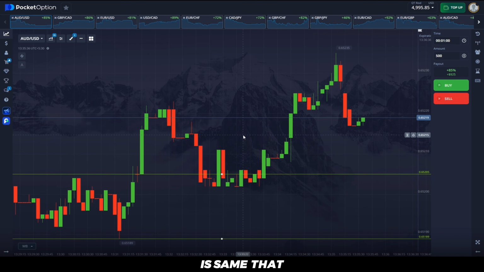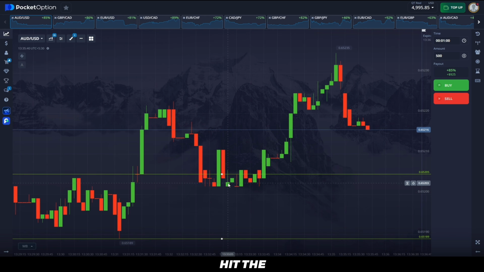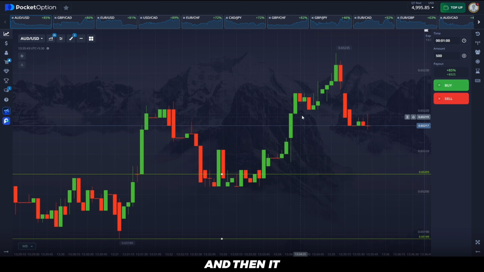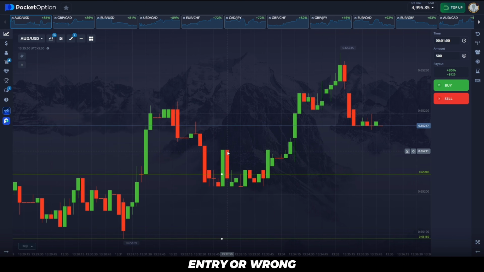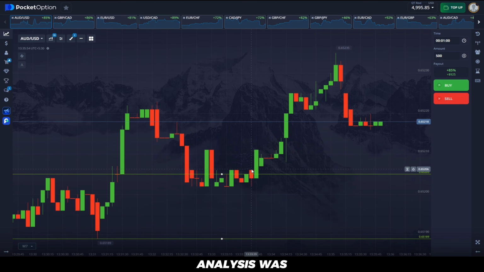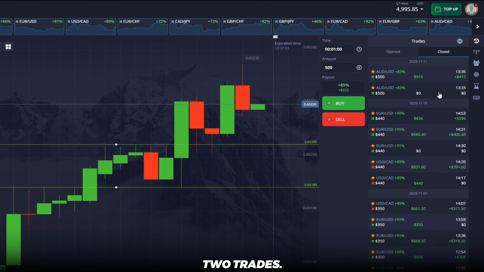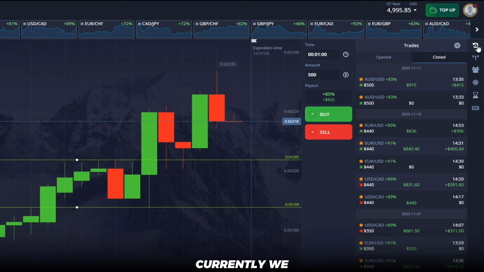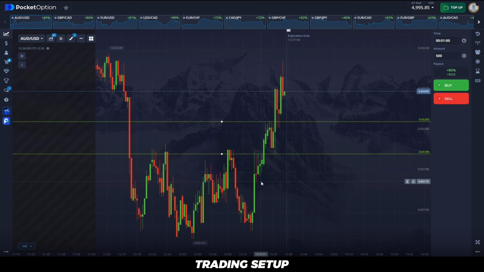So the logic is the same: price goes down to grab the liquidity, hits the stop losses of retail buyers, and then it reverses. Logic was the same, but we lost the first trade because of wrong entry or wrong timing, but we won the second trade because the analysis was suggesting that price will go up. So we have taken 2 trades, one loss, one profit. Currently we are in overall loss, so let's find another trading setup now.